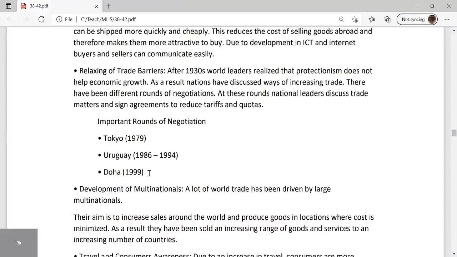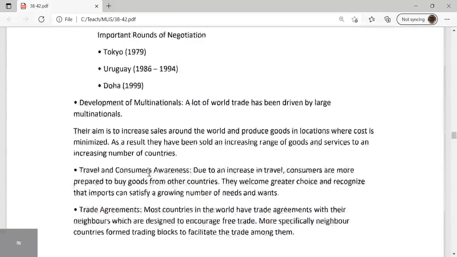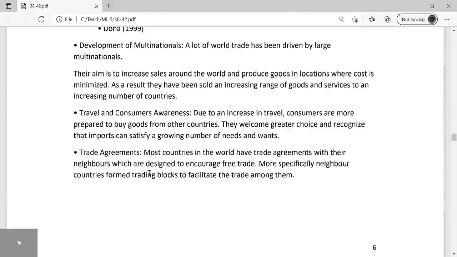Next, we have the development of multinationals. A lot of world trade has been driven by large multinationals. We already discussed multinational companies, and they have developed a lot. Their aim is to increase sales around the world and produce goods in locations where cost is minimized. As a result, they have sold an increasing range of goods and services to an increasing number of countries. So the development of multinationals has contributed a lot as well.